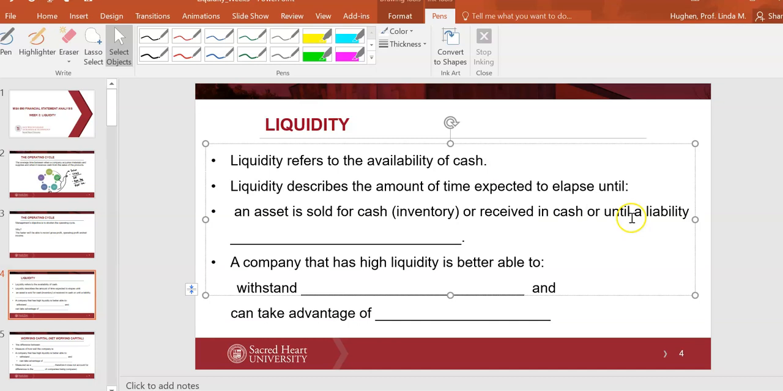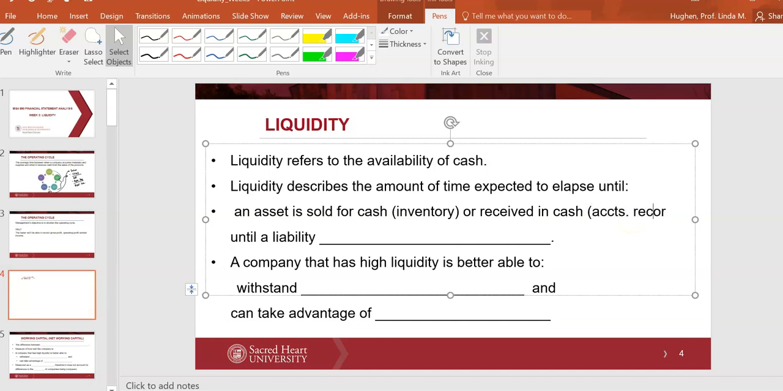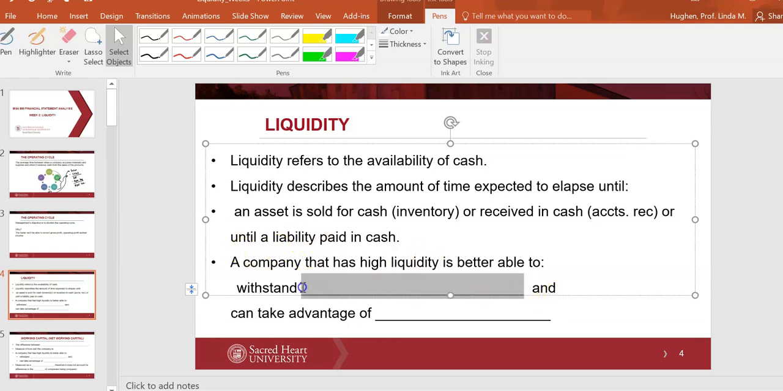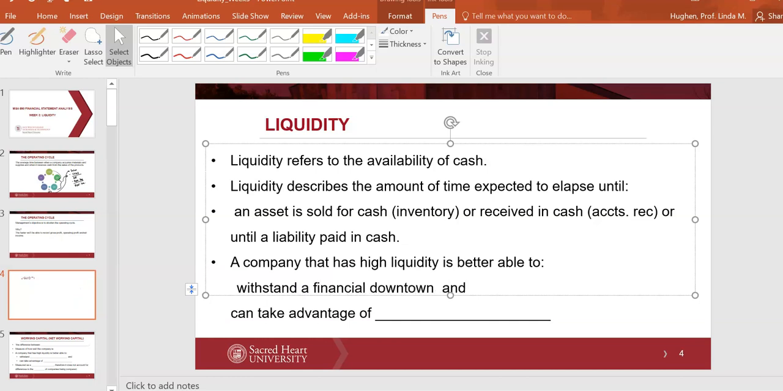And what do we mean by received in cash? Accounts receivable are assets that are received in cash. So liquidity describes the amount of time expected to elapse until the asset is sold for cash, received in cash, or until a liability is paid in cash. A company that has high liquidity is better able to withstand a financial downturn because it doesn't need to go out to the market to raise excess cash. It has enough cash. And in addition to that, it has a better chance of being able to take advantage of investment opportunities that arise.